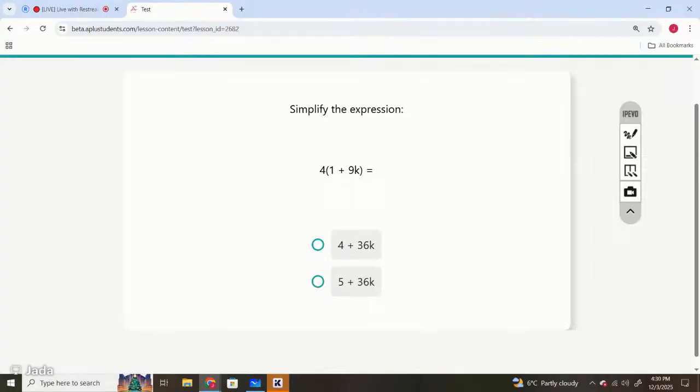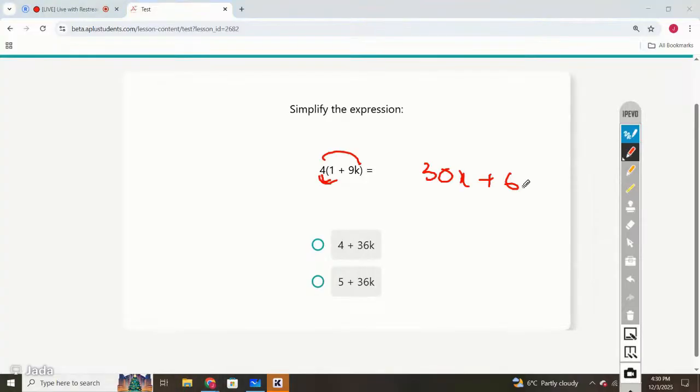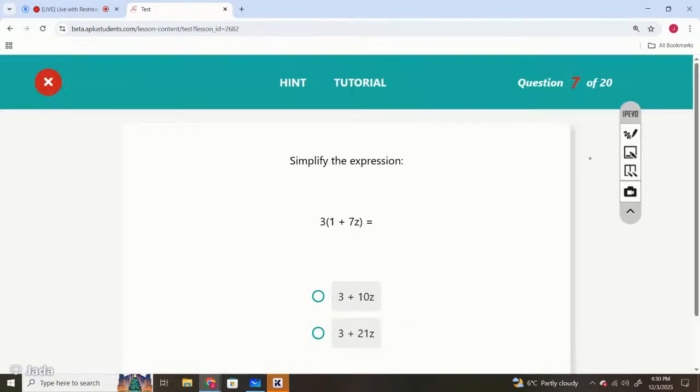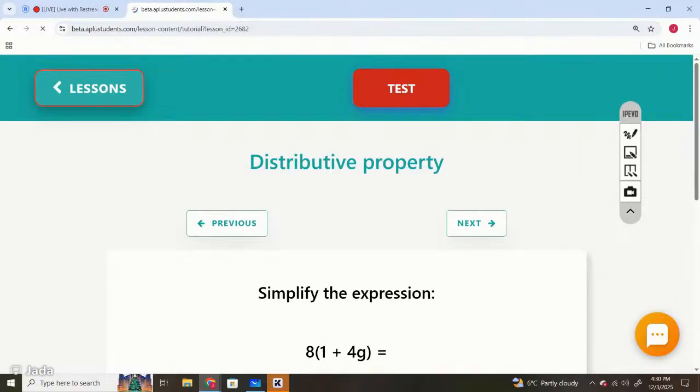4 times (1 plus 9k). So, which is the correct option? That is 4 times 1 is 4 and 4 times 9 is 36k. That is 4 plus 36k. Option number 1 is the correct option. Okay, you can complete the lesson by yourself later today. Let me just move on to the next lesson.